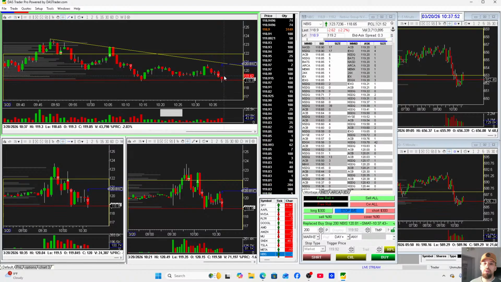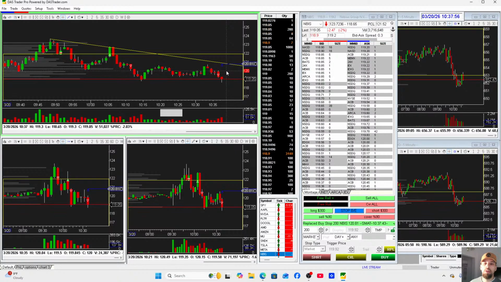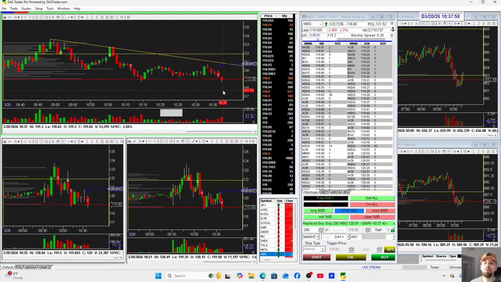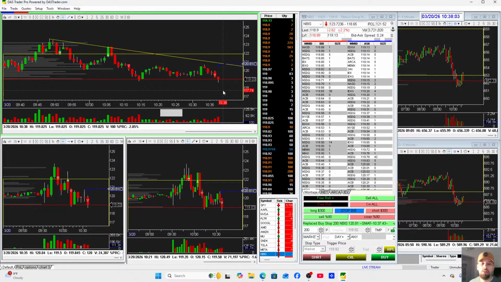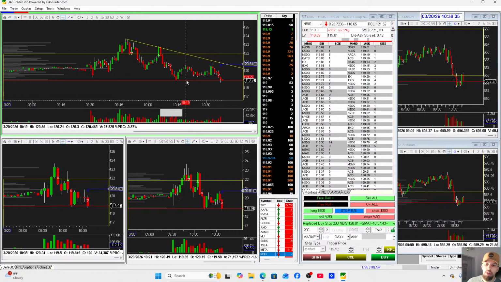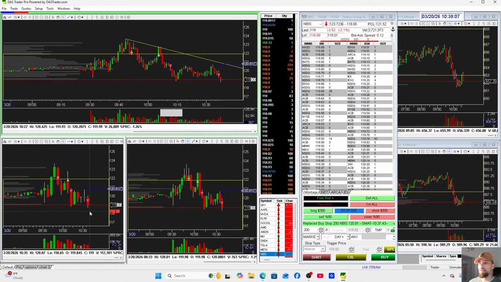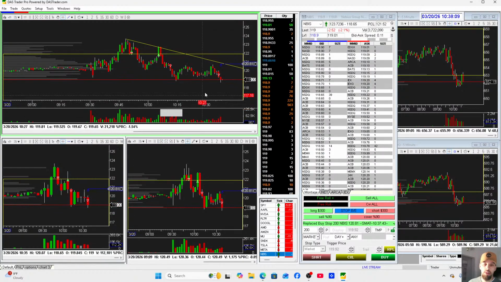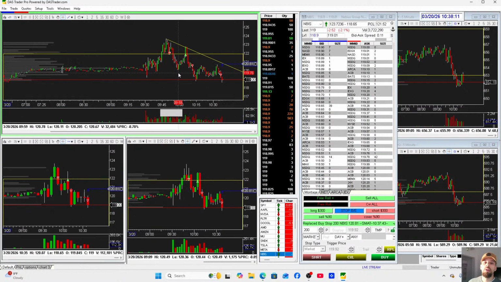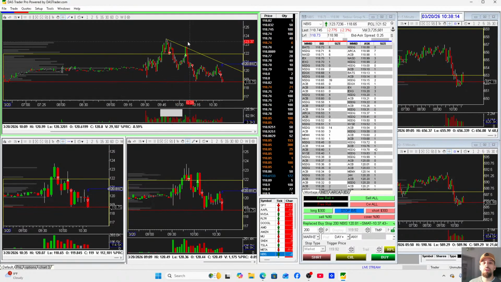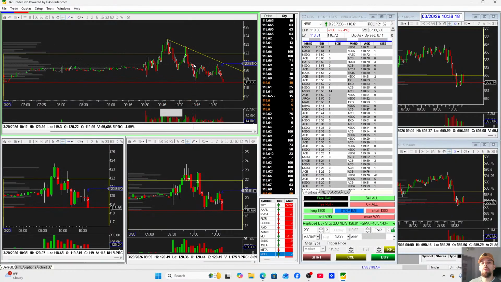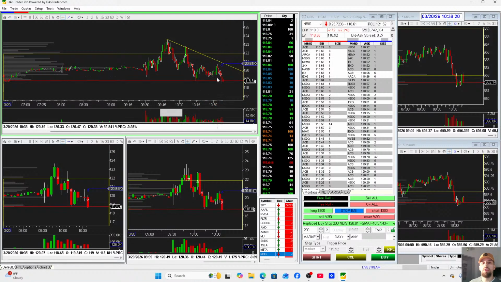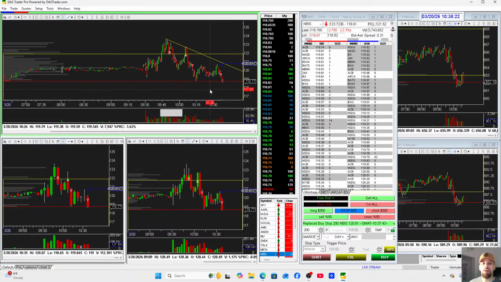So 119.92 was where I was at. So 200 shares, pretty much risking 160 bucks here. I'm looking for 117. So look at this. If I didn't take this position here, perfect entry, would have been a beautiful add right here, beautiful add right here for the leg down.